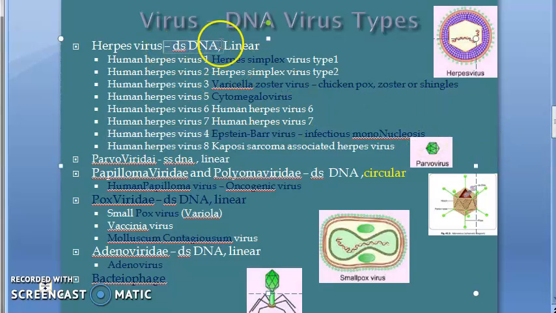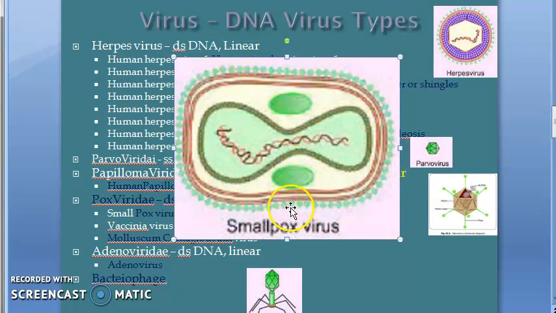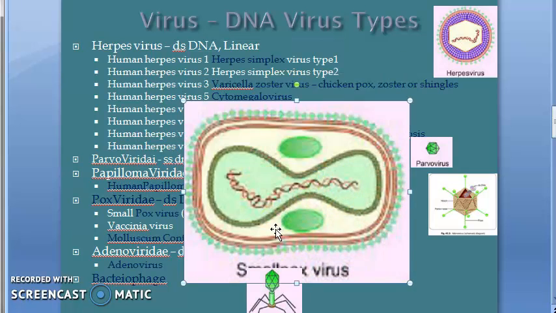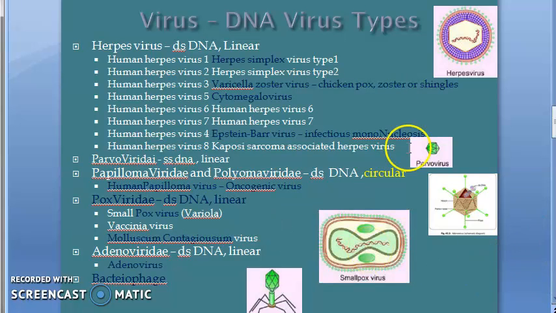Now just focus here. Double-stranded DNA. Everything is double-stranded DNA. DNA is always double-stranded, except for something, we'll leave that. And everything is linear except human papilloma virus, which is circular. Interesting, right? And the largest virus is actually smallpox virus. It also has double-stranded DNA, which is linear. It's the largest virus.